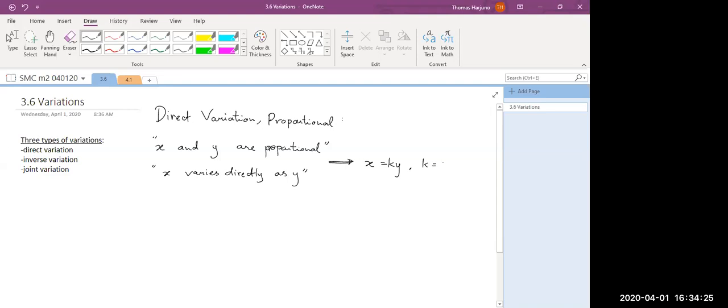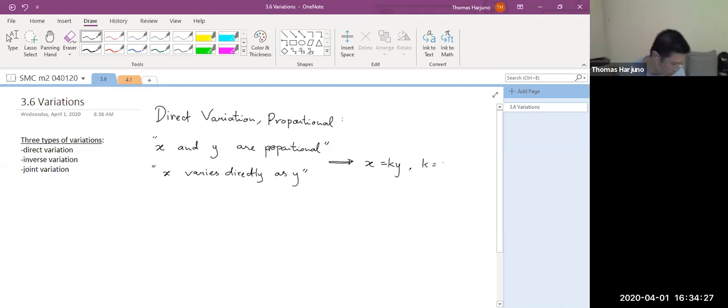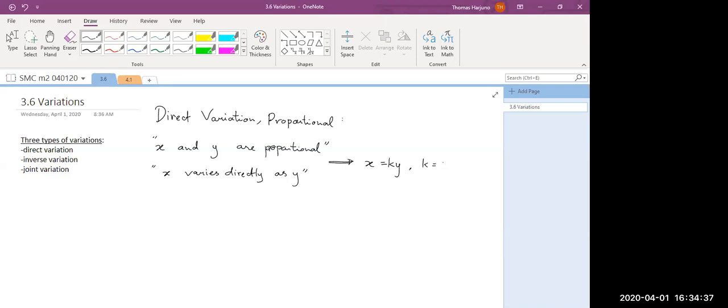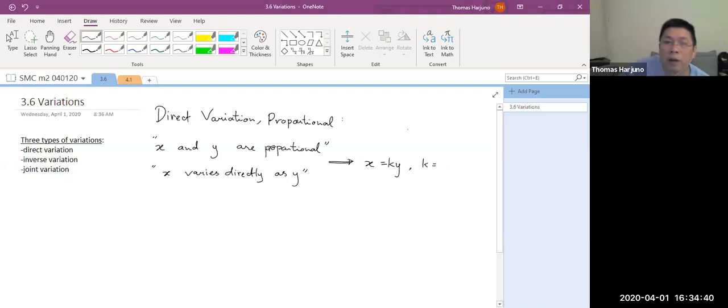Let me see what term the book uses. Different textbooks use different terminology, but the same meaning. Our textbook uses constant of variation.